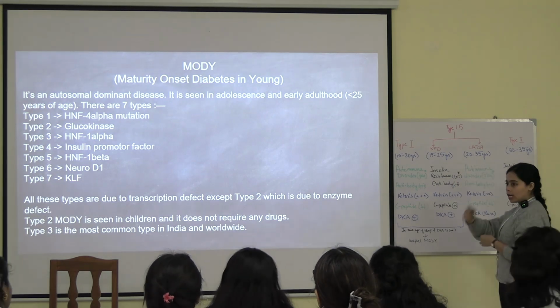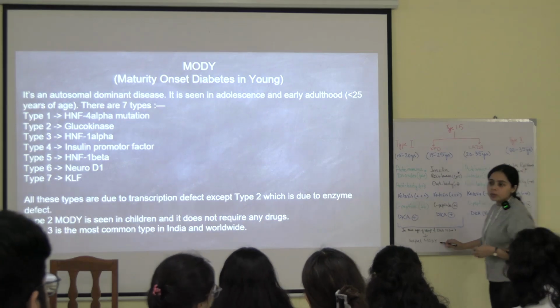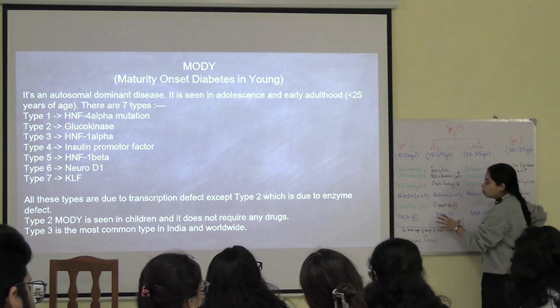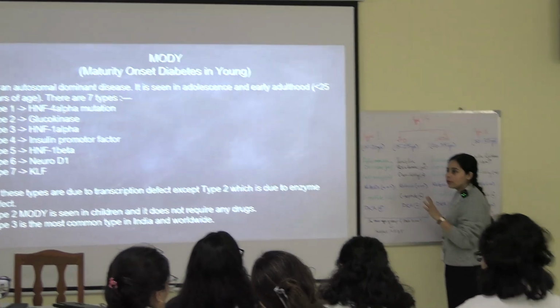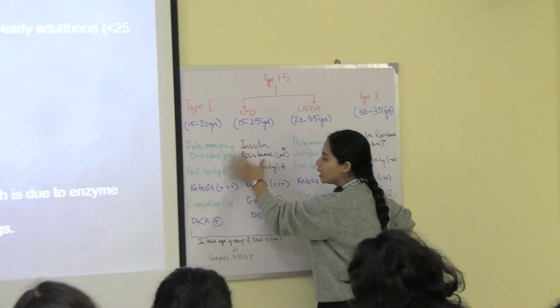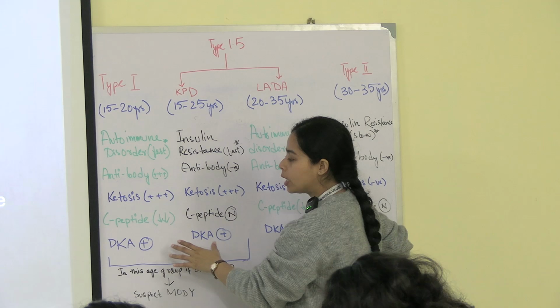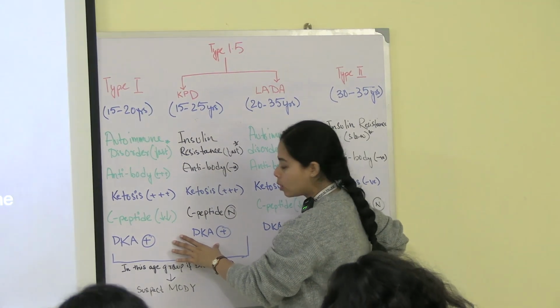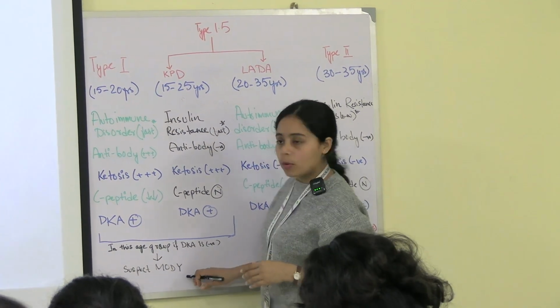Now coming to here, as he asked me, how did we suspect MODY here, right? We got a case, as I said, everything young, the age and all. Then the antibody and everything, you checked that, but you saw that DKA is absent. So if DKA is absent, we suspect MODY.